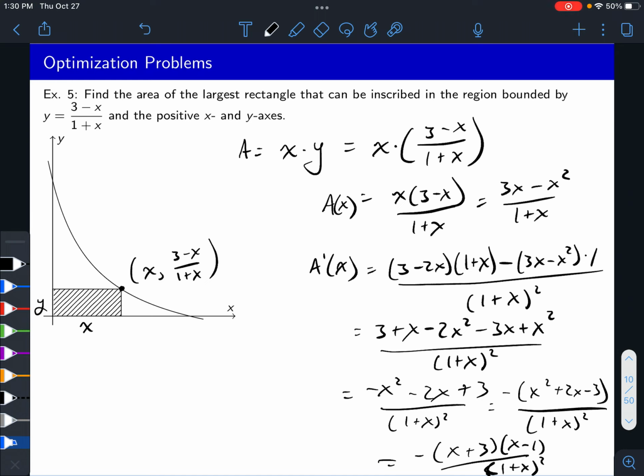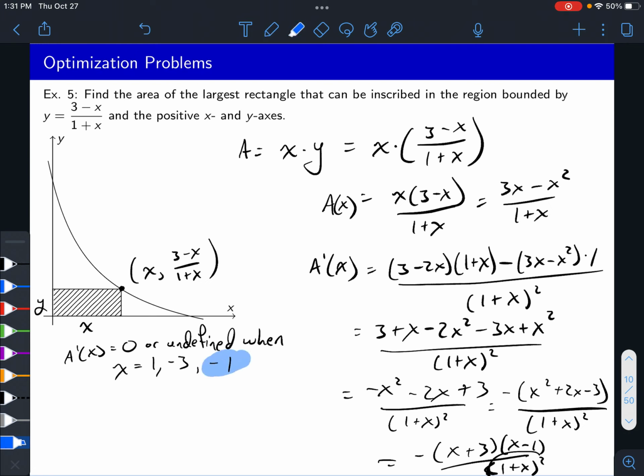So this would be our derivative. And if we want to know when this guy is equal to 0, or when it's undefined, we would look at when the numerator is equal to 0. So that would be when x equals 1 or -3. So this is when a prime equals 0. And it's undefined when our denominator is equal to 0. So that would be when x is equal to -1.